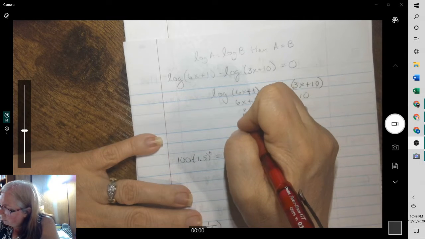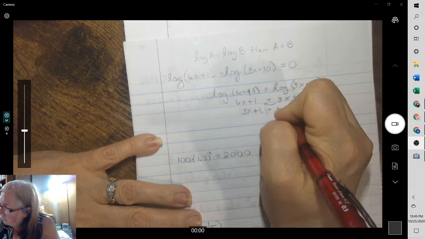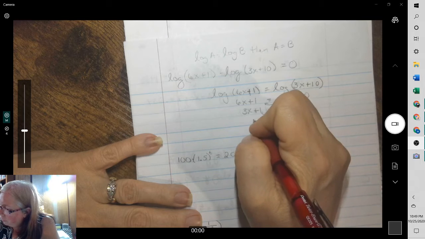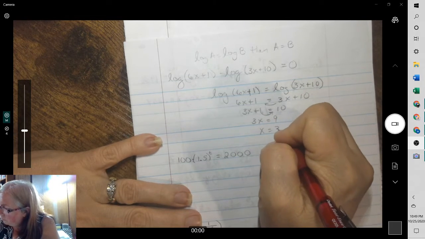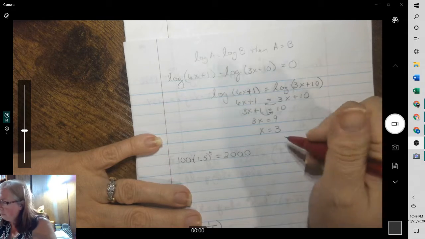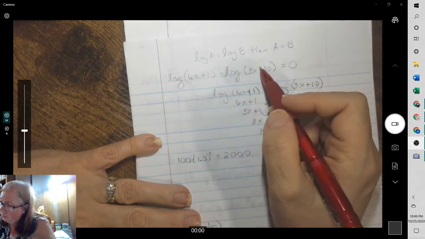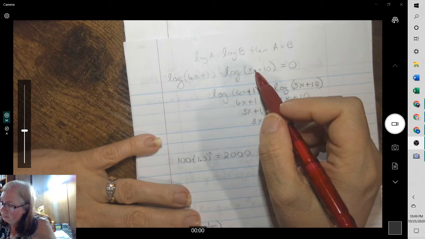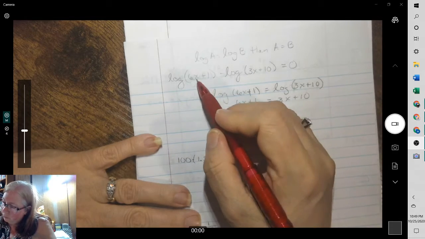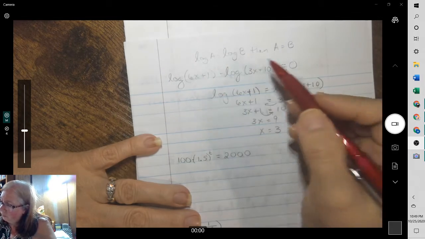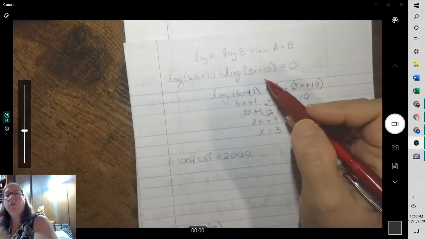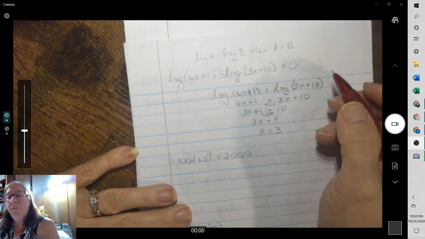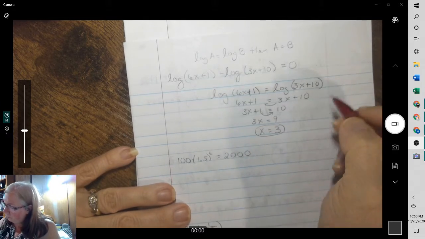Bring the 3 over and get 3x plus 1 equals 10. Subtract the 1 and divide. So we get 3. Double check that you're not getting 0 or a negative number. 6 times 3 is 18 plus 1 is positive. 3 times 3 is 9 plus 10 is positive. We just want to make sure it's not 0 or negative. So this is a good answer.